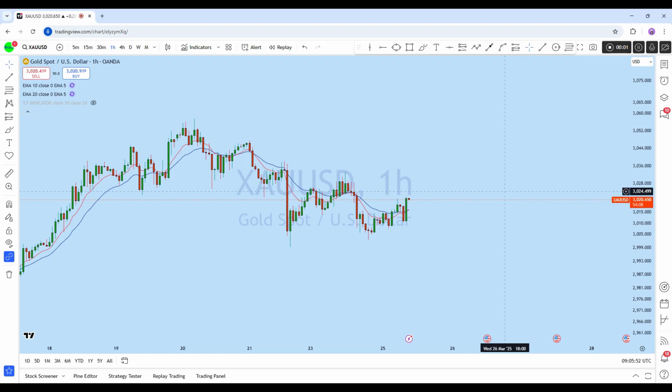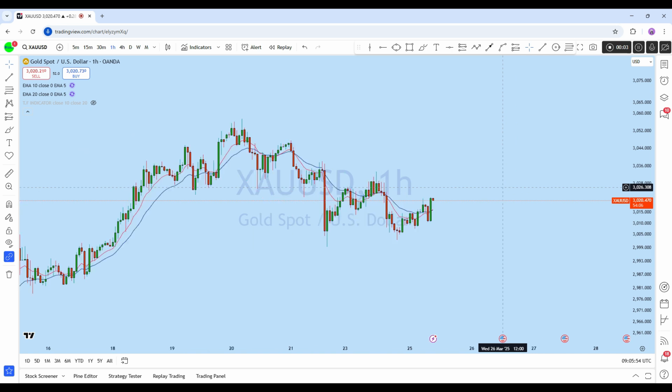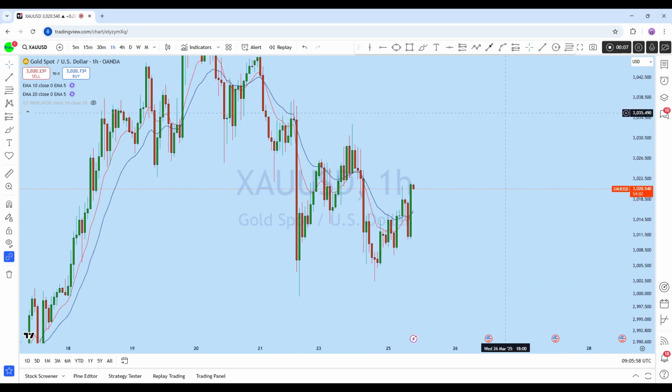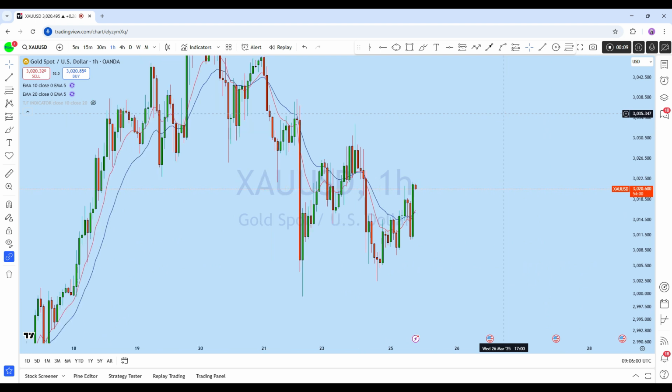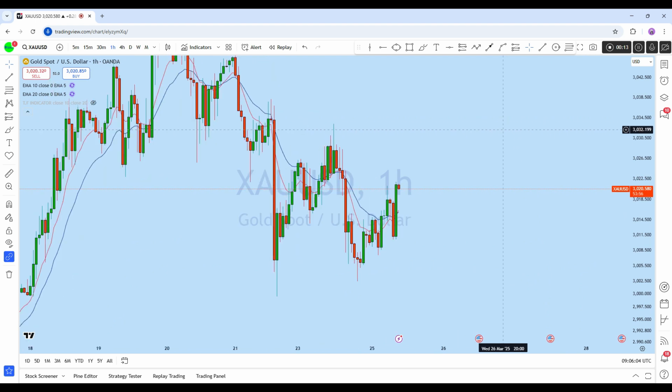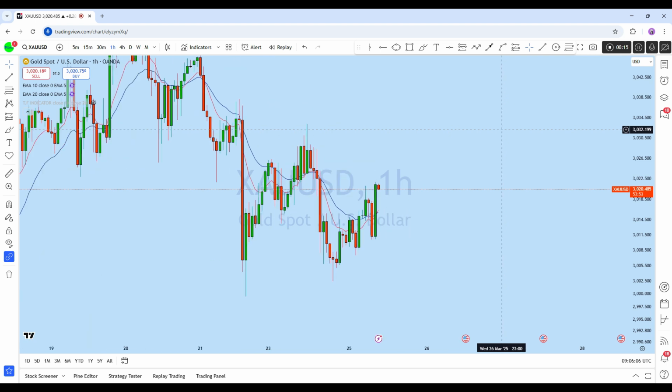Hello trader, this is a complete multi-time frame analysis on XAUUSD. Let's see what kind of trading opportunity we have in this instrument. So lower time frame price action, we can see that XAUUSD currently showing significant trading opportunity.